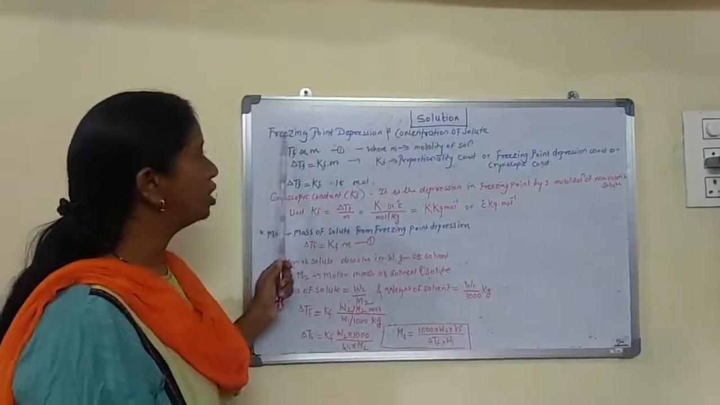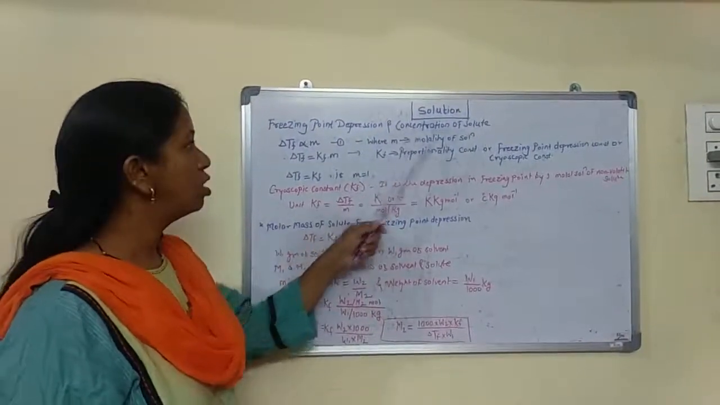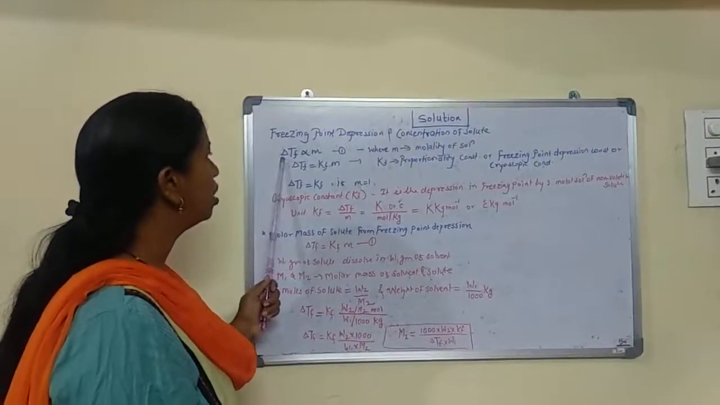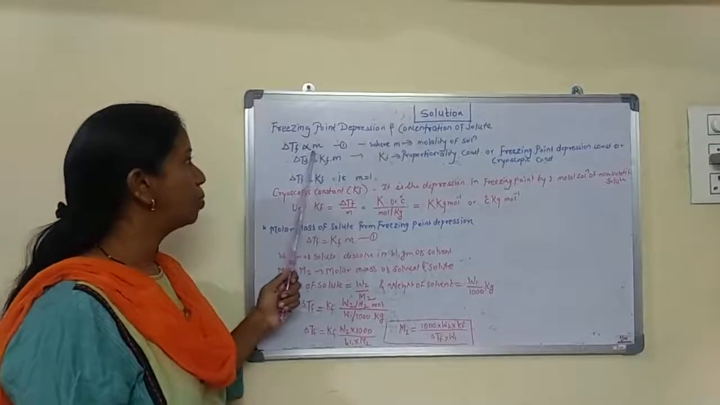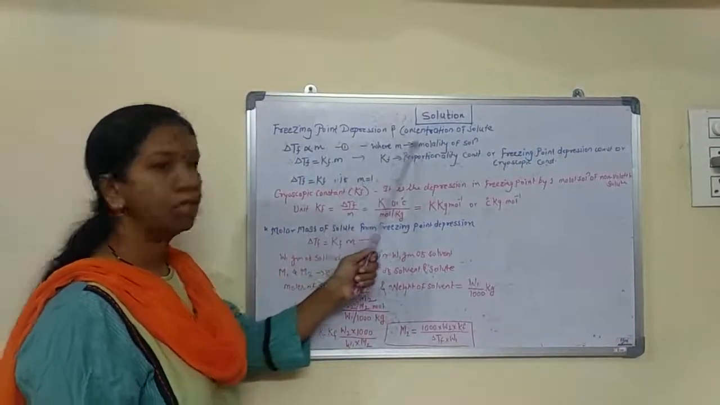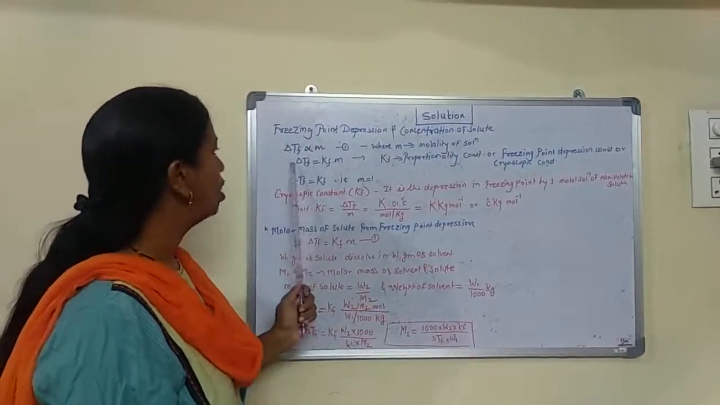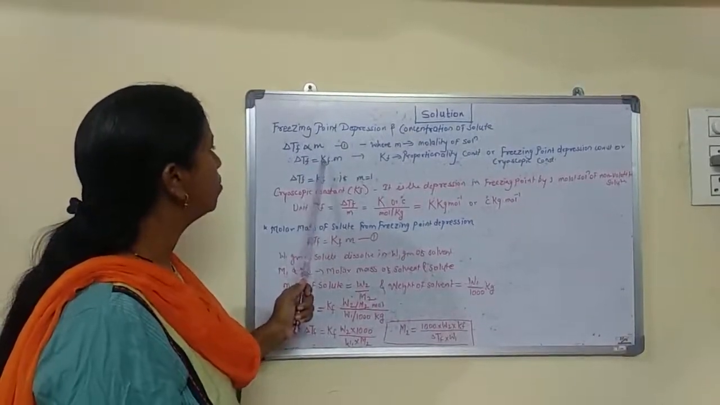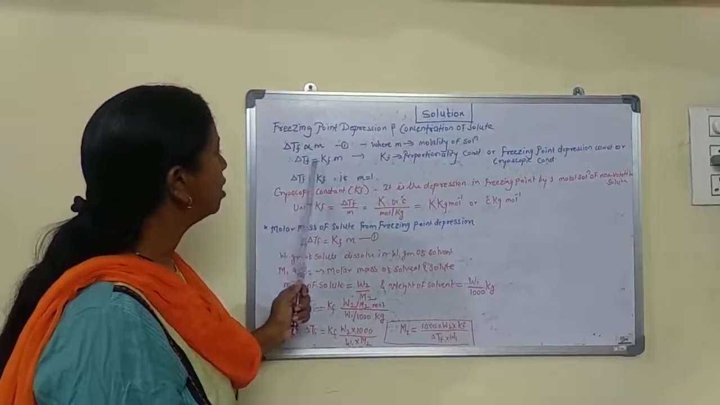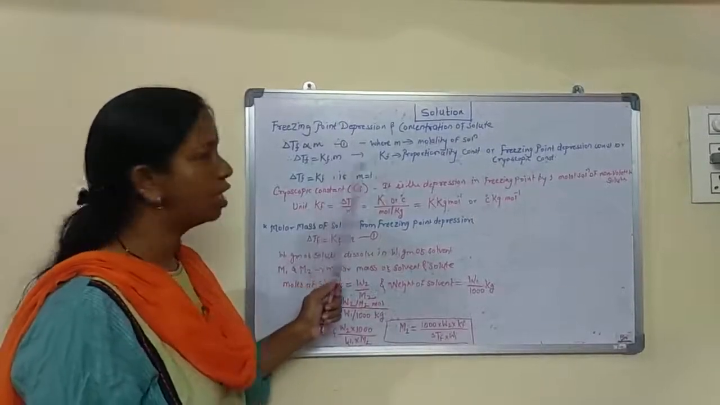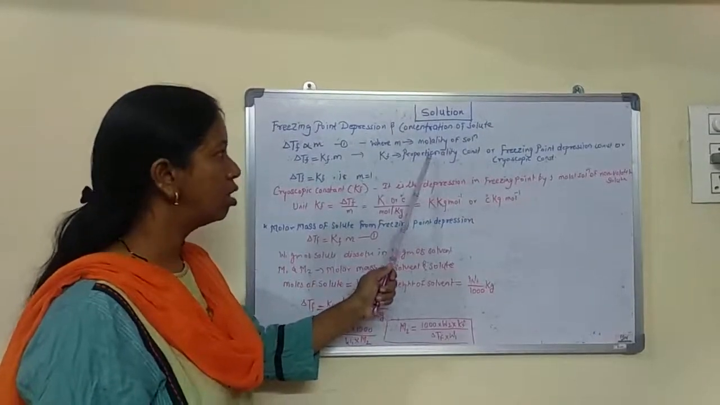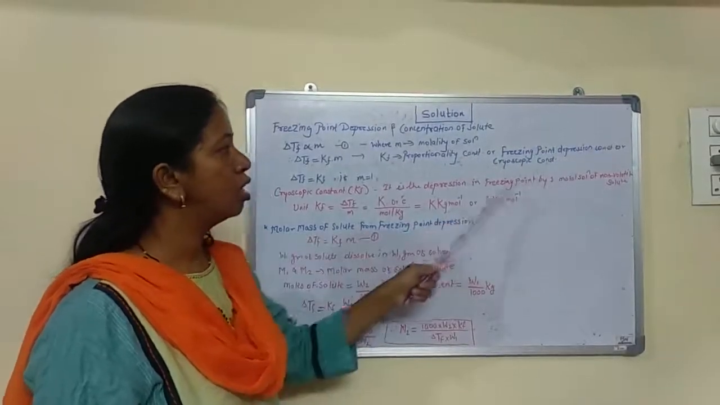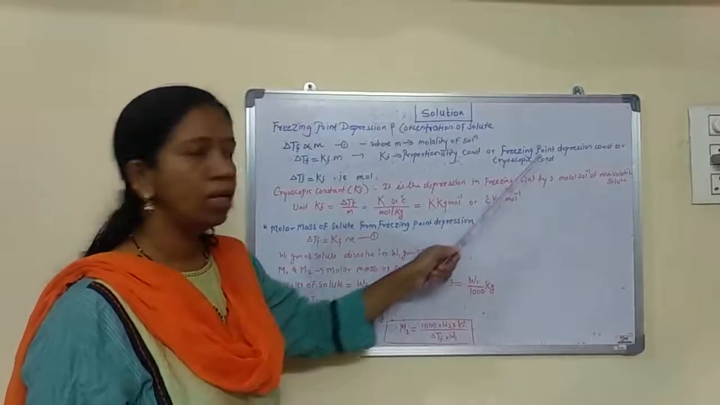So the next point is freezing point depression and concentration of solute. Now, the depression in freezing point, given by delta TF, is directly proportional to the molarity, where M is the molarity of the solution. Instead of the proportional sign, we write an equal sign. Then delta TF equals KF into M, where KF is a proportionality constant, also called the freezing point depression constant, or the cryoscopic constant.